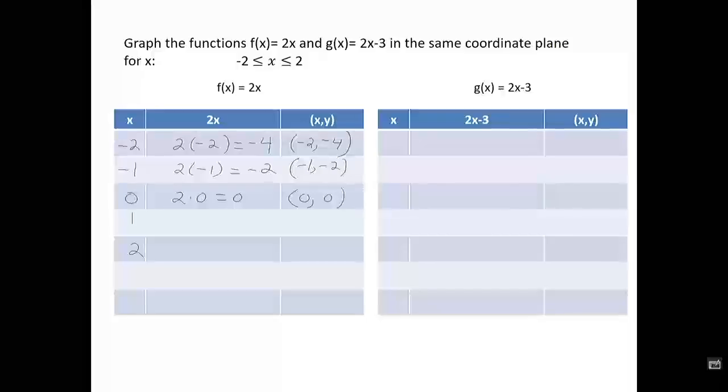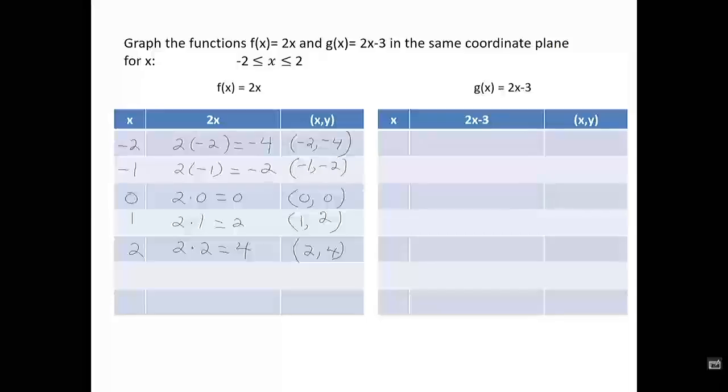When x is 1, 2 times 1 is 2. So the corresponding ordered pair has x coordinate 1 and y coordinate 2. When x is 2, the y coordinate is 2 times 2, which is 4. The corresponding ordered pair is 2, 4. So we have the coordinates of the first function, f of x equal to 2x. In a minute, we will plot these in the rectangular coordinate system.